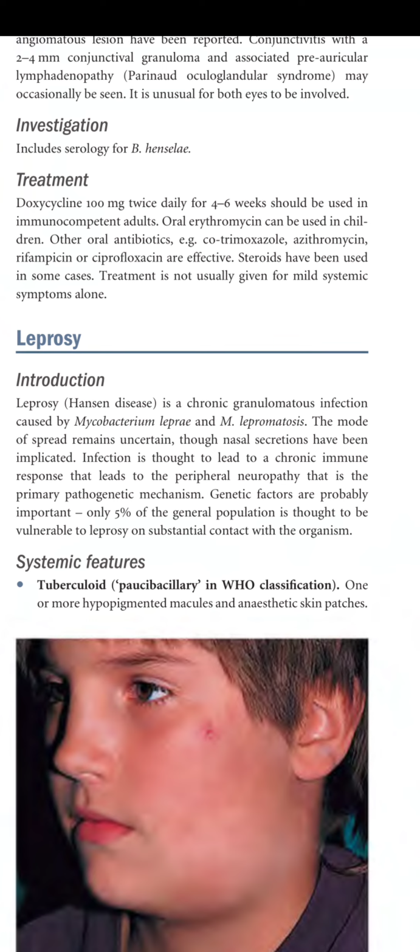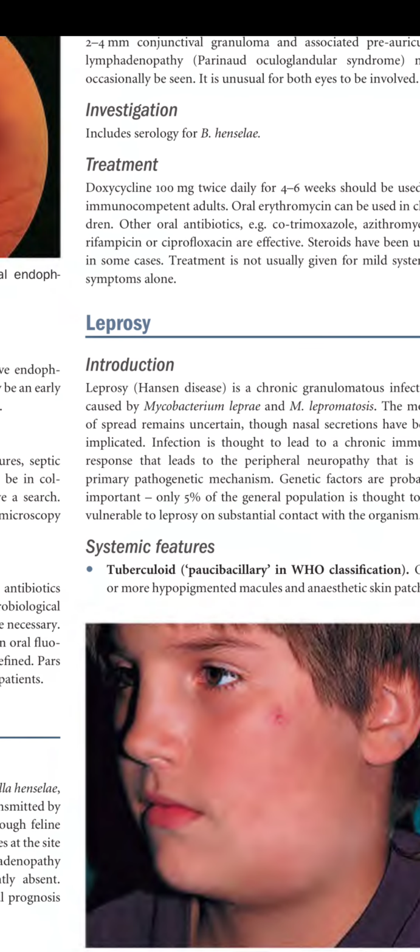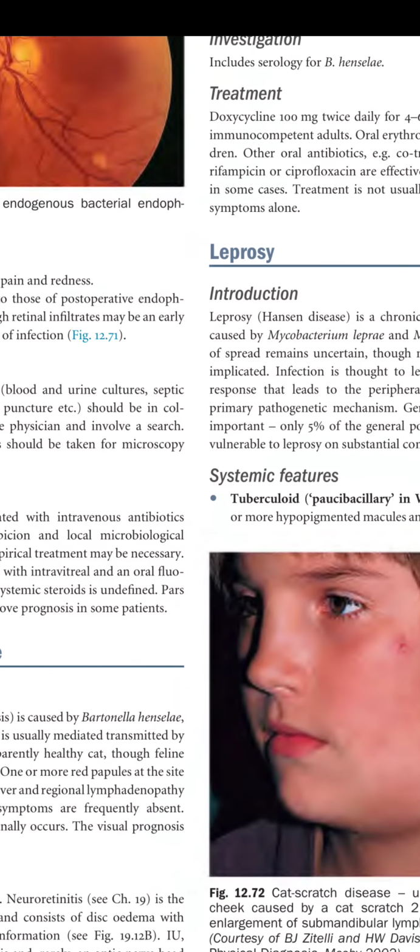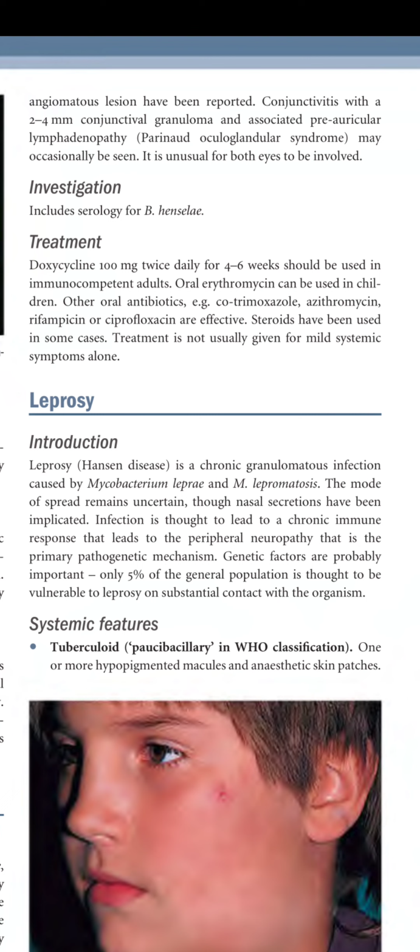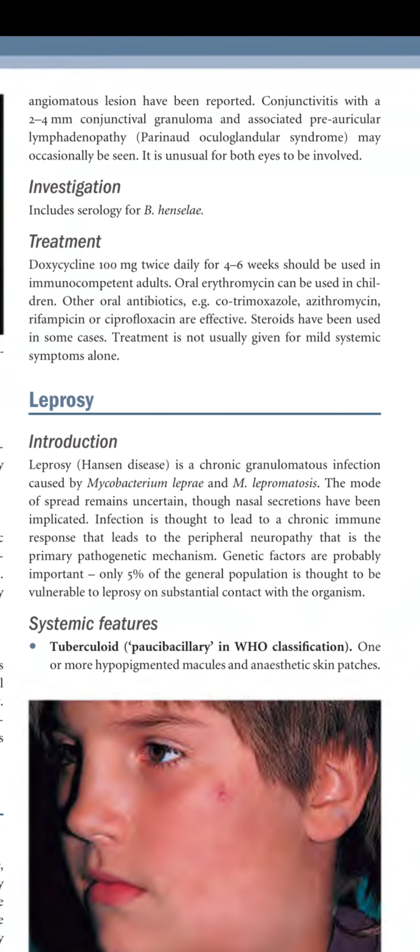Investigations include serology for Bartonella henselae. Treatment is doxycycline 100 mg twice daily for 4 to 6 weeks, which should be used in immunocompetent adults. Oral erythromycin should be used in children.